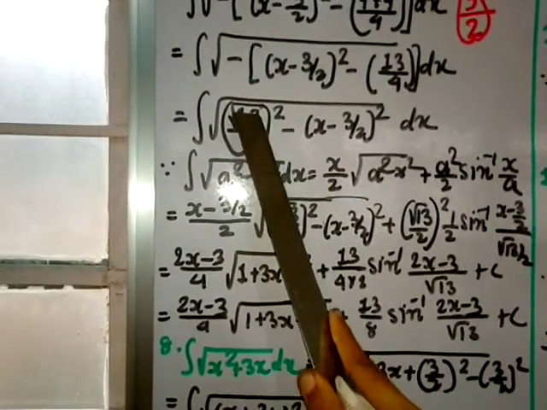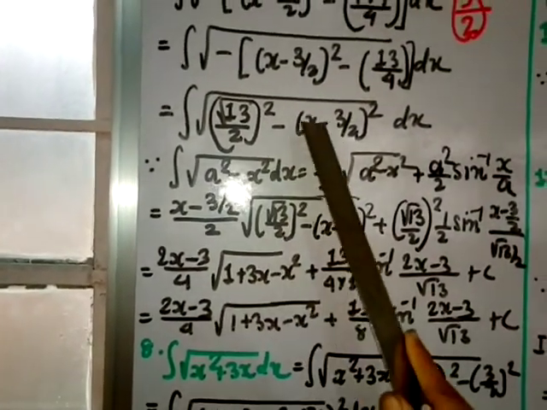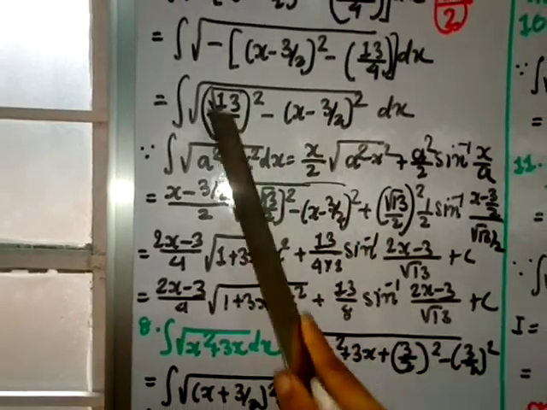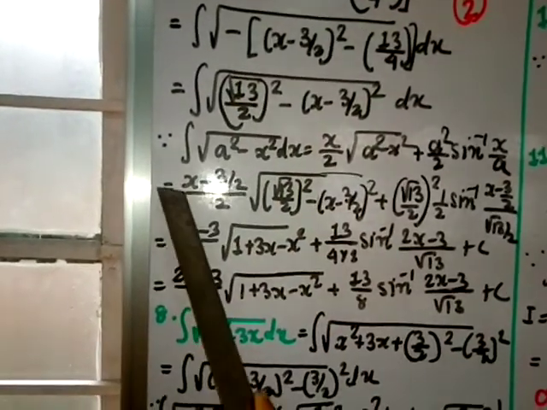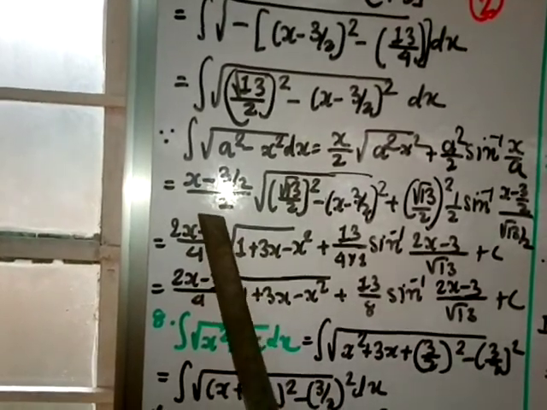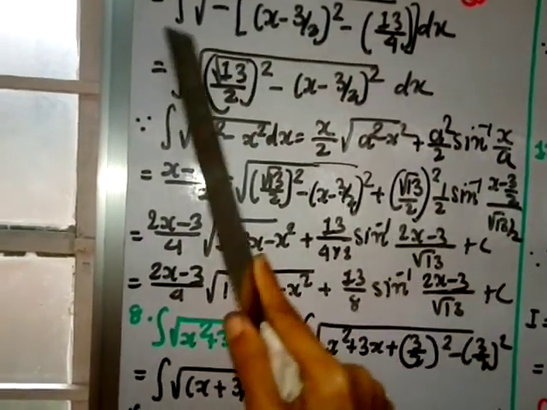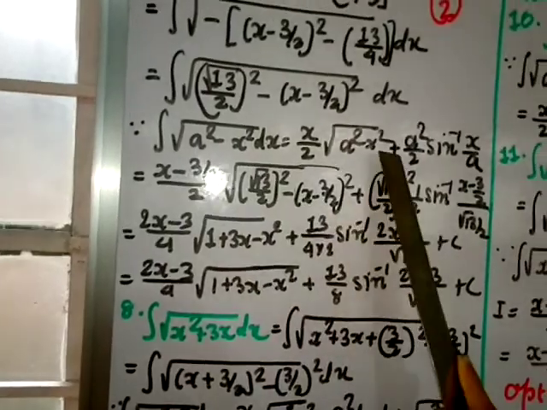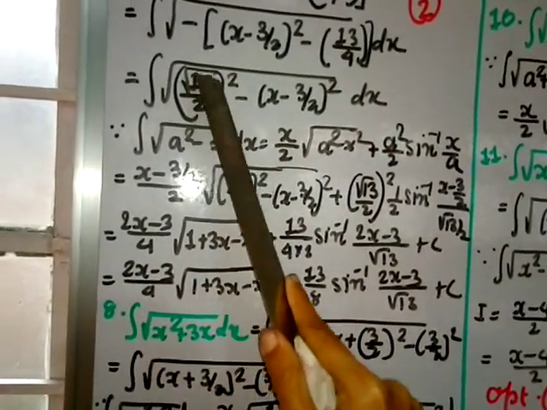So now instead of a it is root 13 by 2, and instead of x it is x minus 3 by 2. Remember x is here, this is a. So first x by 2, so this by 2. So (x minus 3 by 2) by 2, times square root of a square minus x square, the same thing as this one. So I am writing that plus a square, so a is root 13 by 2 whole square.